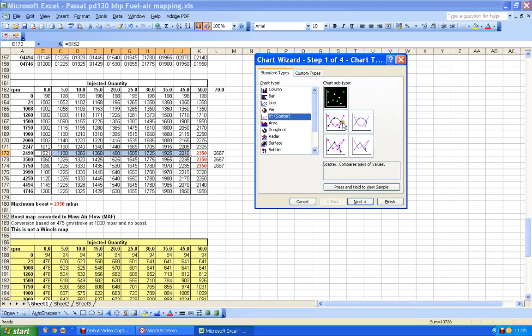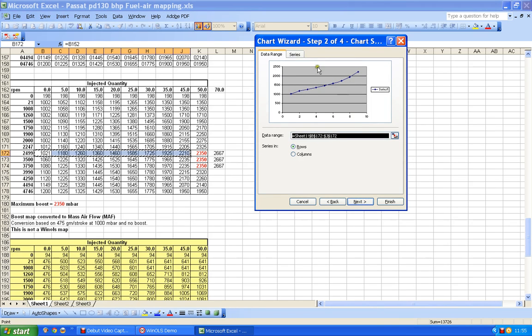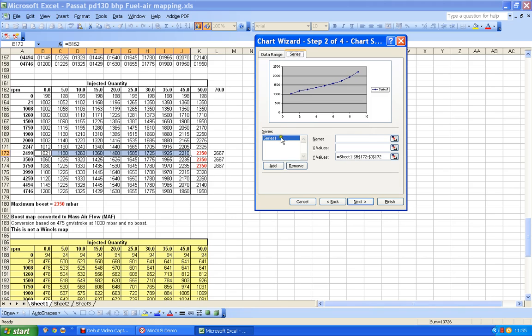I'll pick the scatter graph, smooth curve, there it is, series. I'll just give it a name, so I'll call it 2499 revs per minute, because that will remind me what I'm talking about.